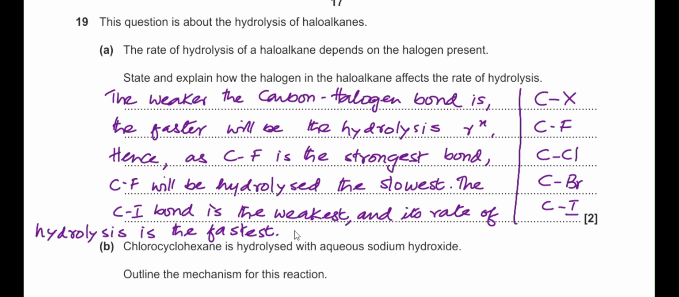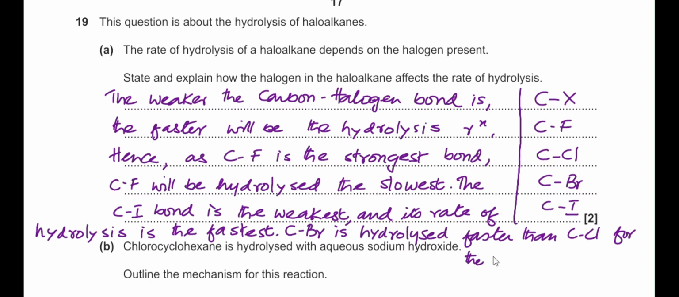You can also mention the carbon bromine and carbon chlorine bonds. So you can say carbon bromine is hydrolyzed faster than carbon chlorine for the same reason. As CCl is stronger than CBr.